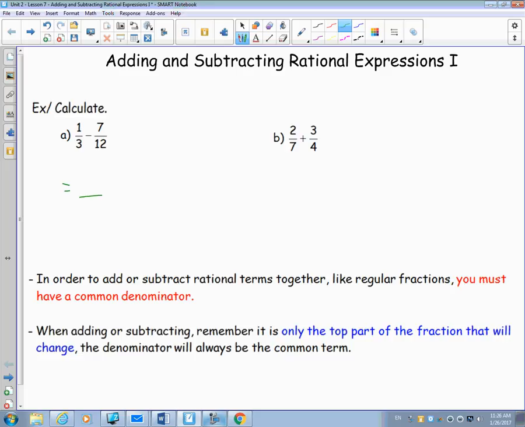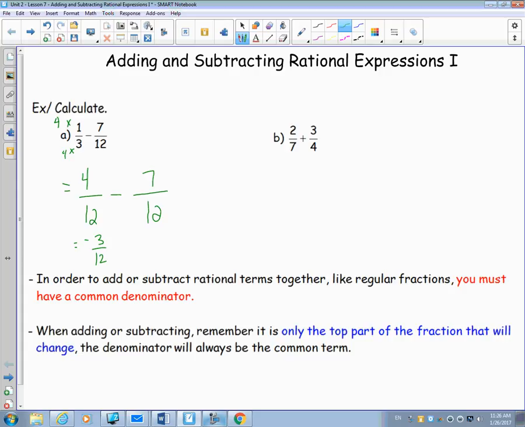A common denominator is something that can make both of the bottoms into. In this case, it can make them both into 12s. The second one's already a 12. If I times this by a 4, I can make a 12. Whatever we do to the bottom with numbers, we have to do to the top when we're dealing with fractions. So because I multiply the bottom by 4, I have to multiply the top by 4. And now I can collect. 4 minus 7 makes negative 3 over 12.